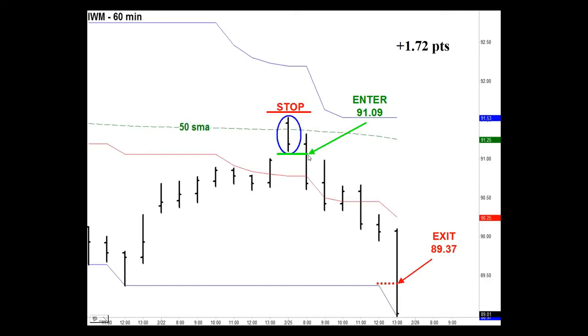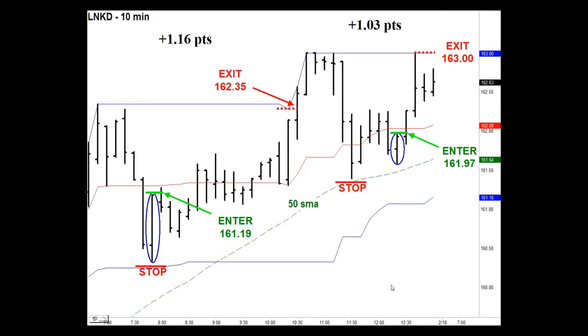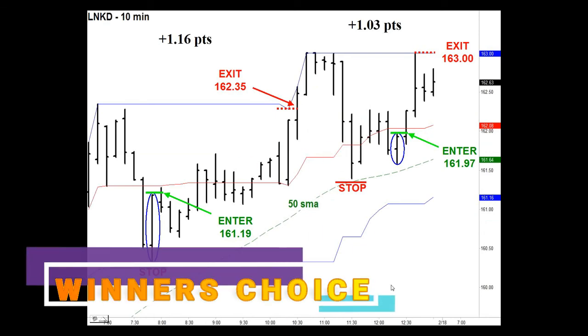So we would have entered short at 91.09, placed our stop just above the high previous to entry, and then just simply waited. In about 5 hours, we made nearly 1.75 points.